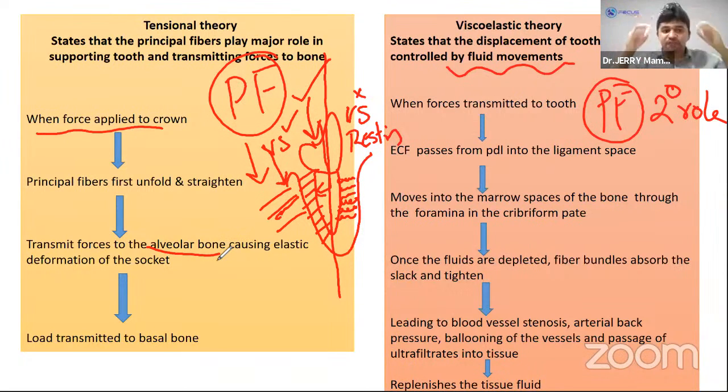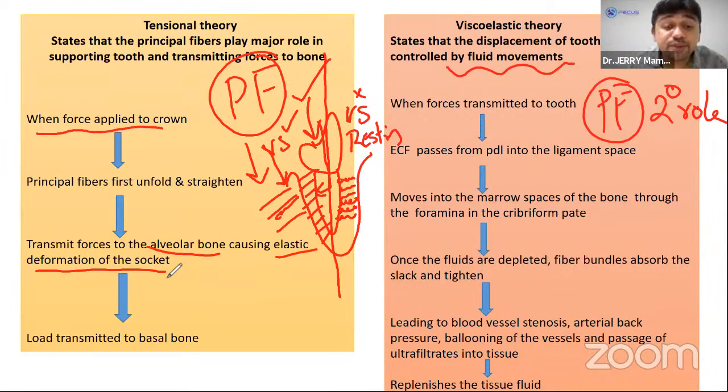So what they're saying, when the force is acting, the principal fiber stretches and the forces are transmitted into the surrounding alveolar bone. And this alveolar bone will dissipate these forces by undergoing elastic deformation. Like I said, alveolar bone has a good capacity to undergo elastic deformation. So when the forces come to the PDL, PDL transfers it to the alveolar bone, and the alveolar bone tries to dissipate the force by undergoing elastic deformation of the socket. That is how the forces are dissipated.